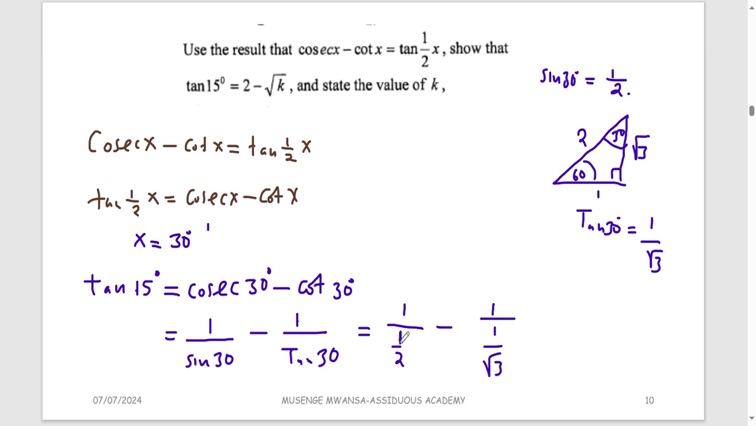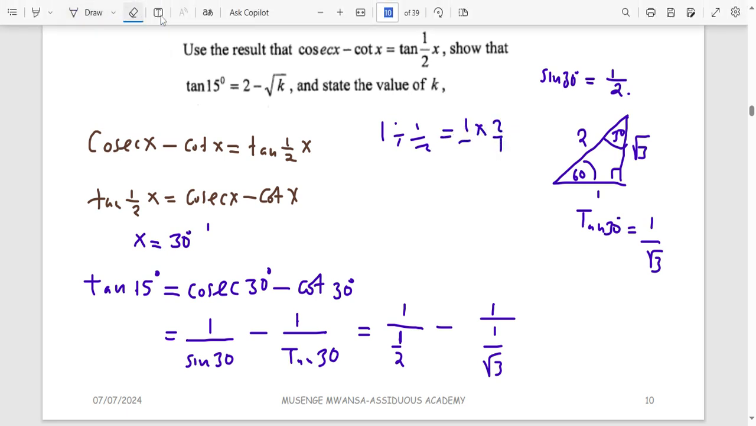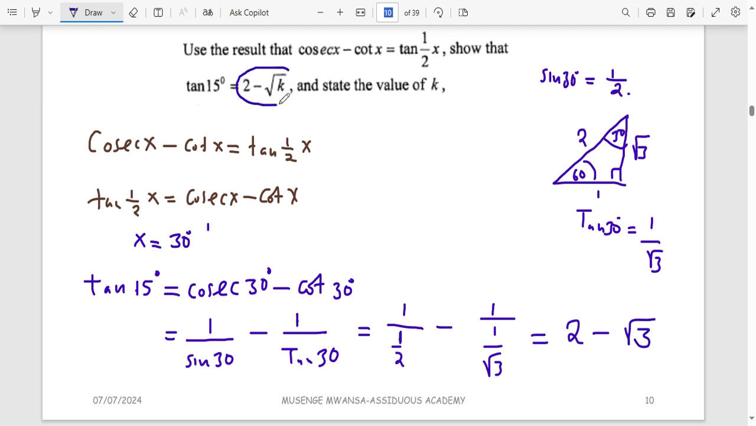Now, every time you have 1 over 1 over, this is the same as 1 divided by 1 over 2, and then it changes to 1 times 2 over 1. You know what happens. So basically, you just get a denominator. So this is going to end up giving us 2 minus root 3. And that's what they gave you. They've just said state the value of k. Therefore, k is equal to 3. Direct and easy. Is that okay? Okay.